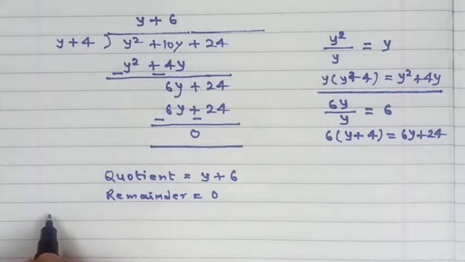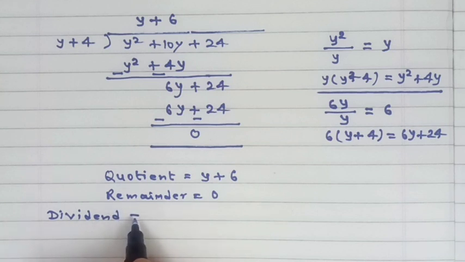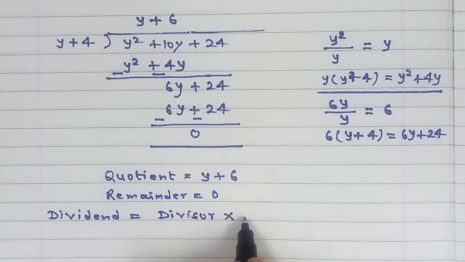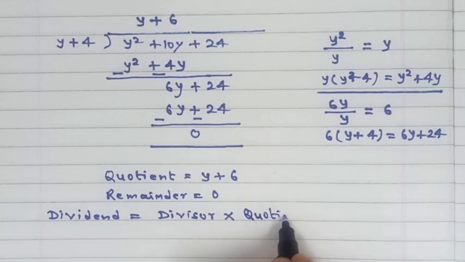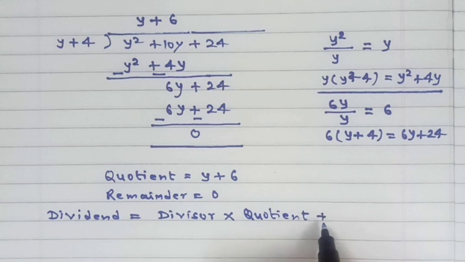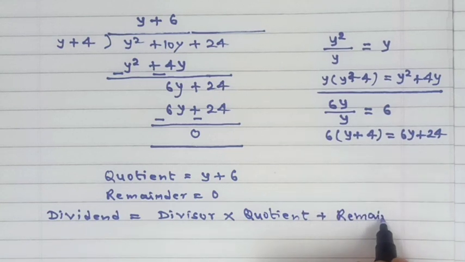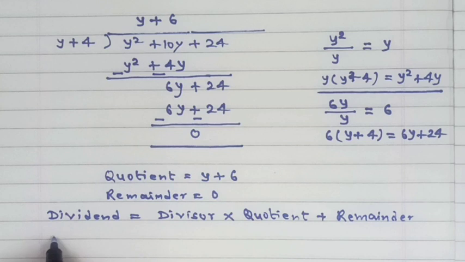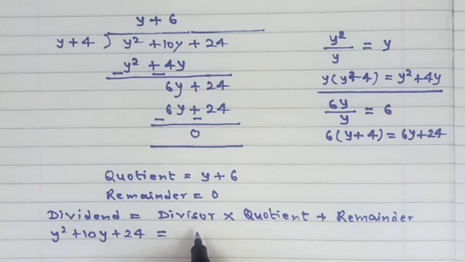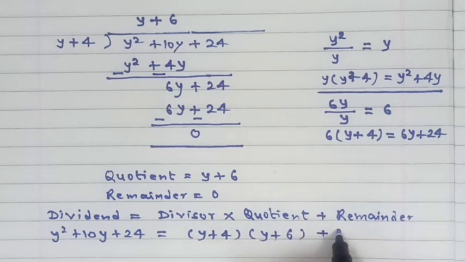You know, dividend is equal to divisor into quotient plus remainder. So you can write y square plus 10y plus 24 is equal to your divisor y plus 4 into quotient y plus 6 plus your remainder 0.